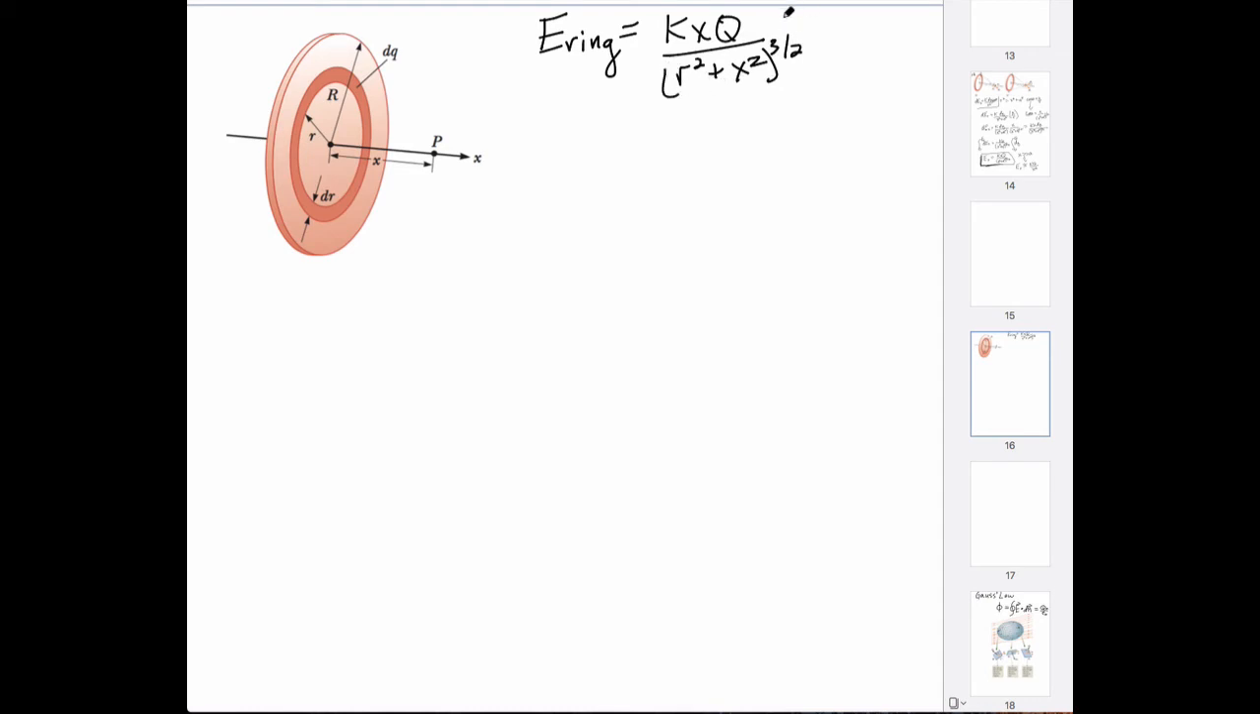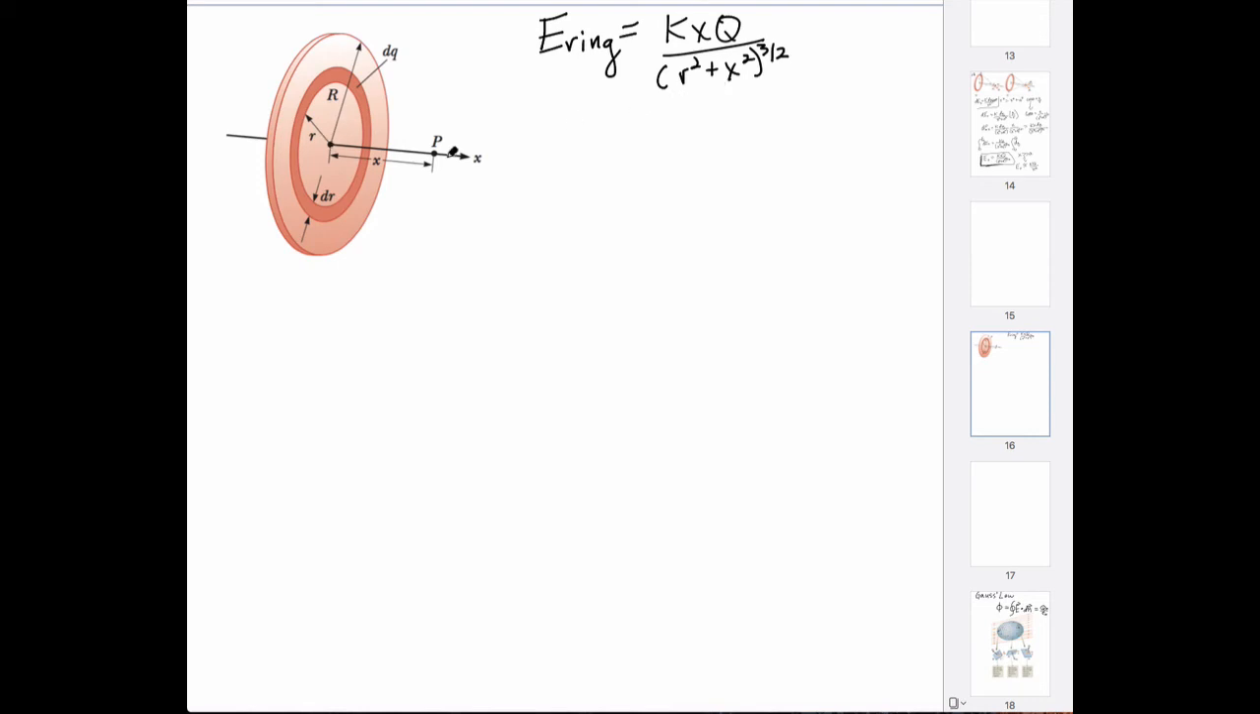Oh man, that looks bad. Let's clean it up again. And of course you'll see, I hope you will immediately notice that, in R squared plus X squared to the 3/2, I've replaced A with this variable R this time, and everything else is actually the same.